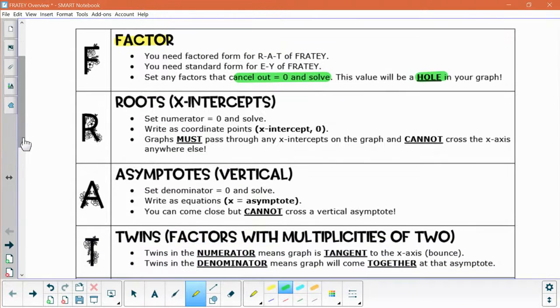Roots are going to be our x-intercepts. So what we're going to do is set our numerator equal to 0 and solve. That's going to create a coordinate point, x, 0, and graphs must pass through any x-intercepts and cannot cross the x-axis anywhere else. They're like a gateway. You have to go through the roots. You cannot cross anywhere else.